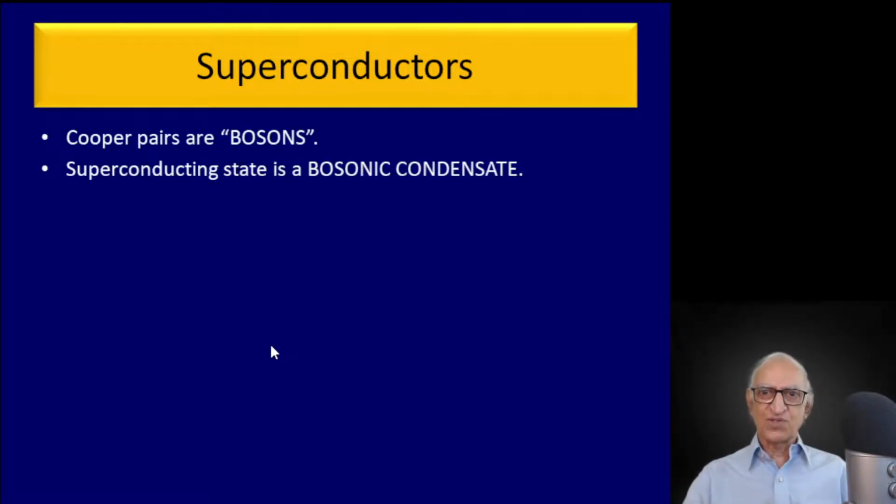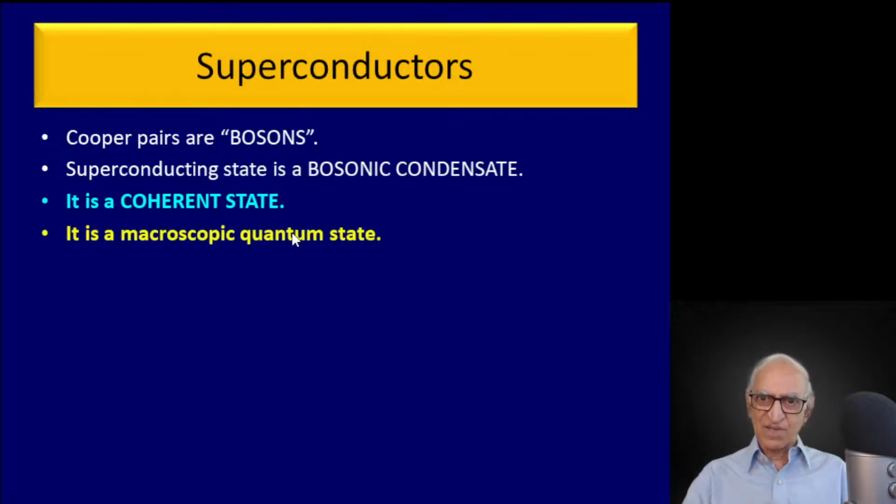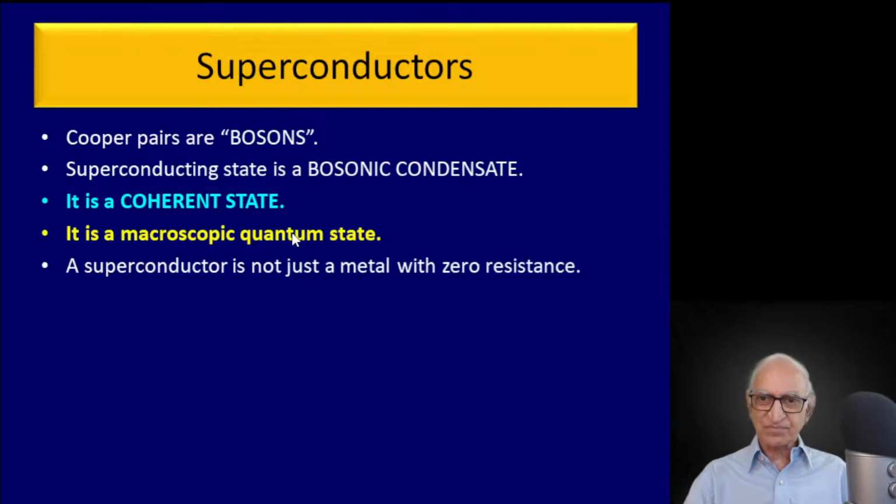So, for those of you who understood a little bit, here is a quick summary. Cooper pairs are bosons. The superconducting state is a bosonic condensate. It is a coherent state, like photons in a laser or a maser. It's a macroscopic quantum state. So if I have a bucket of superfluid, or a large chunk of a superconducting metal, it's a quantum state just as an atom or a molecule is a quantum state.